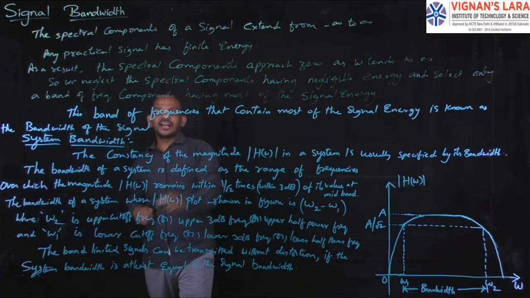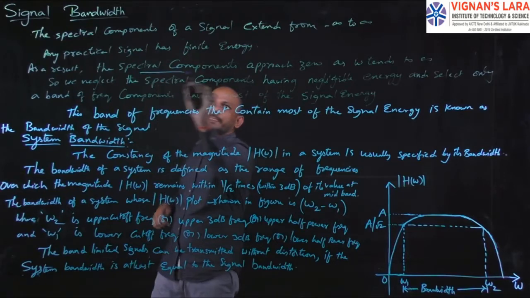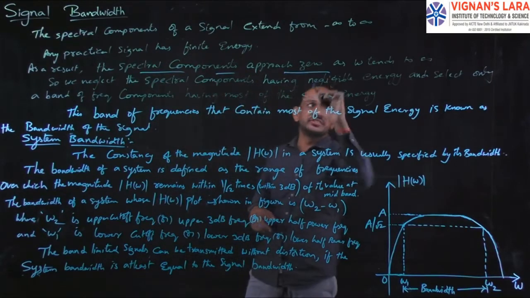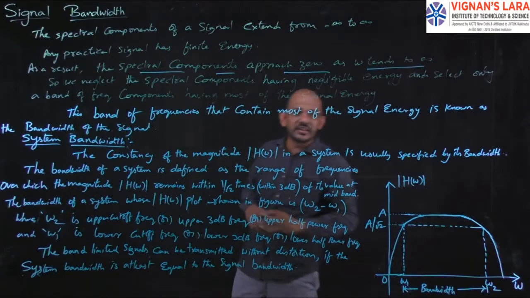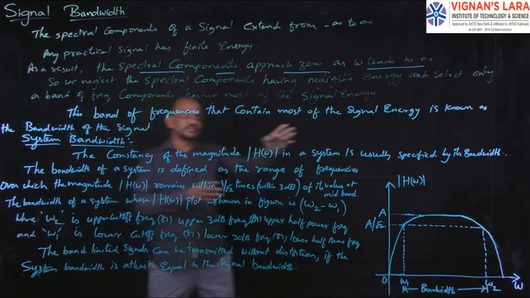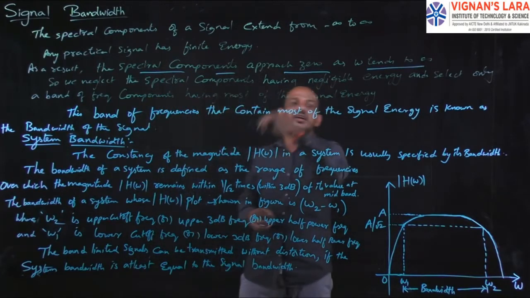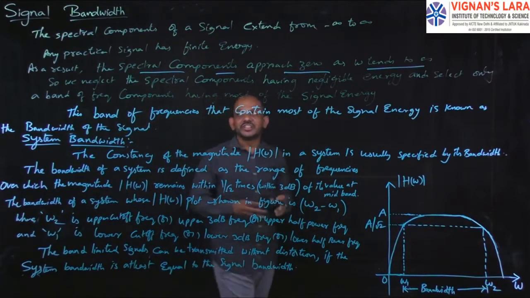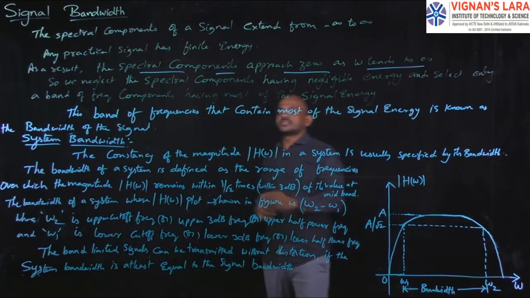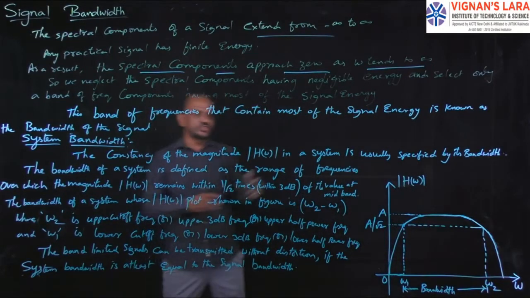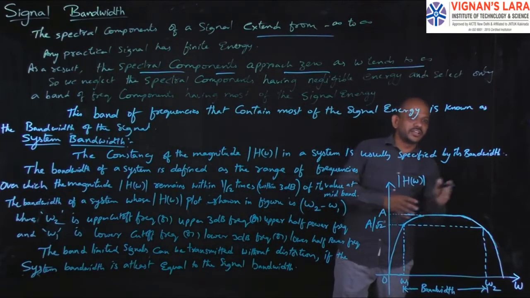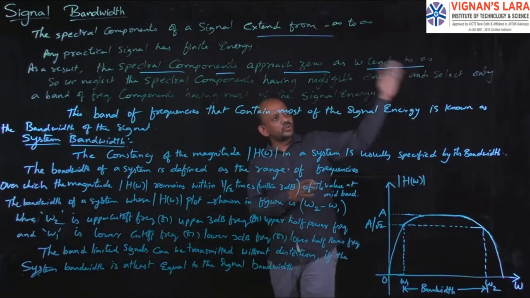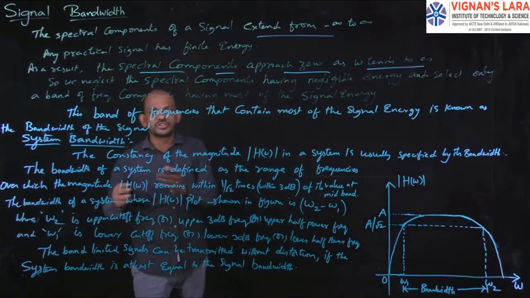As a result, the spectral components approach zero as omega tends to infinity. That is, when the value of omega tends to infinity, the spectral components approach zero, because any practical signal has a finite energy. The spectral components extend from minus infinity to infinity, but since any practical signal has finite energy, they approach zero as omega goes to infinity.